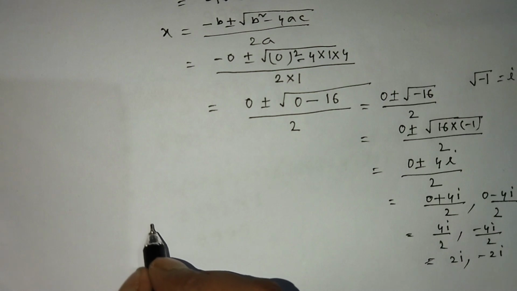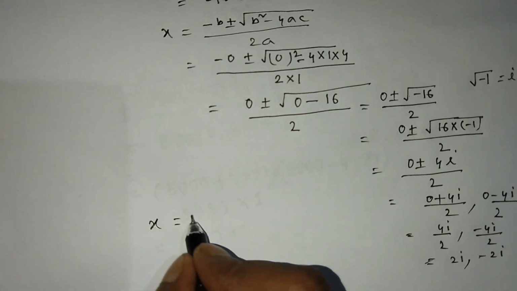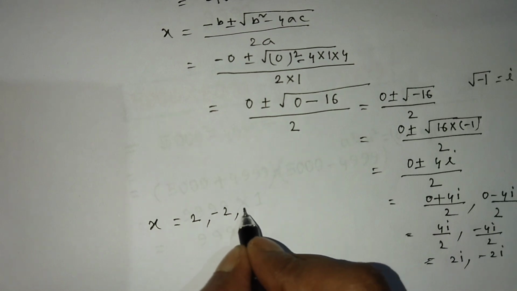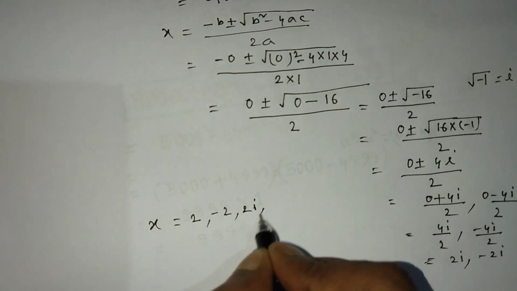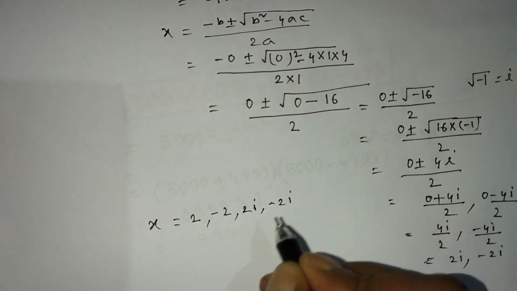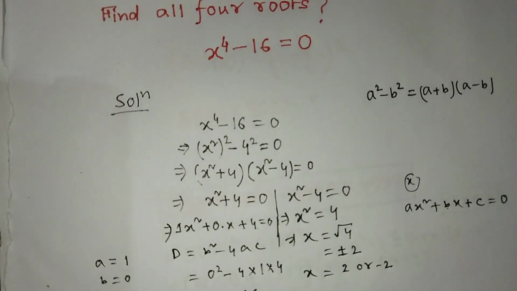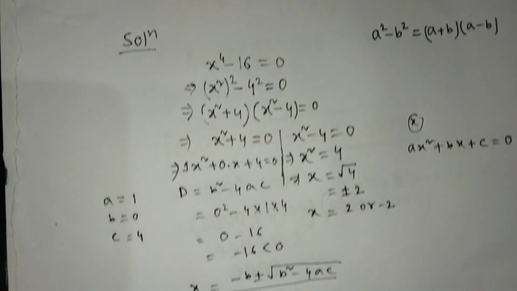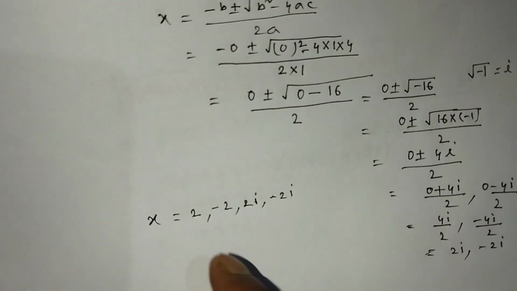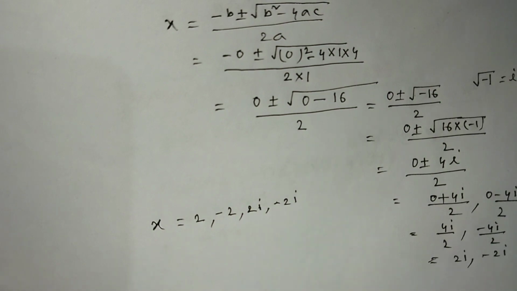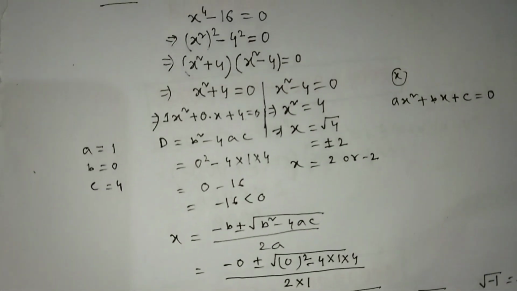The value of x will be 2, minus 2, 2i, minus 2i. Okay, so this equation has 4 roots. The roots are 2, minus 2, 2i and minus 2i. Okay student, so our answer is complete.